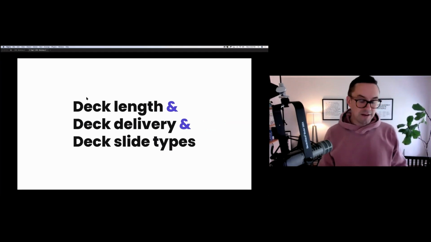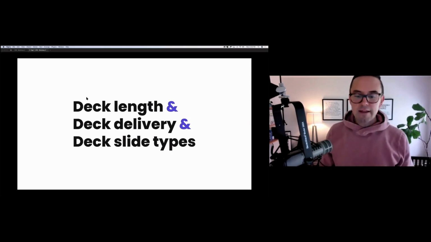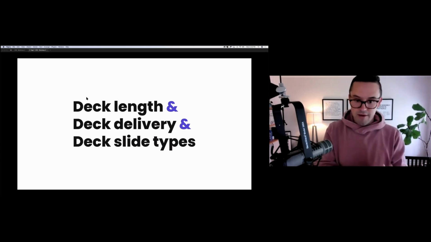Now, inside of these deck structures or the deck length, how many slides? How many slides are you going to put in your deck? I get that question all the time. Then we'll talk about how to deliver that deck. And then we'll also go through, and this is where the bulk of this is, every single deck slide type.